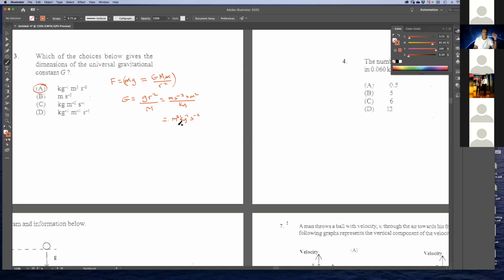Kilogram to the minus 1, see it? Meter to the 3, see it? S to the minus 2, s to the minus 2.